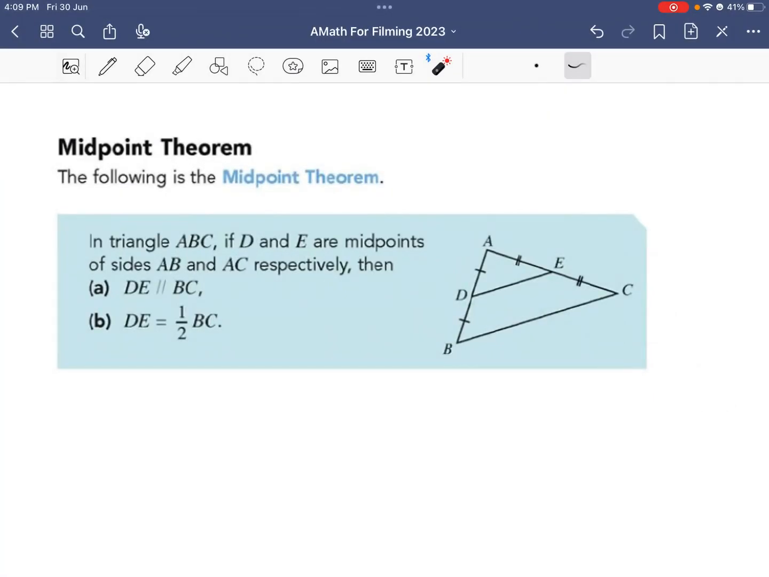Okay, today I'm going to cover the midpoint theorem. What is the midpoint theorem? It's something that you've never seen before. So basically it is this. There are two lines here.